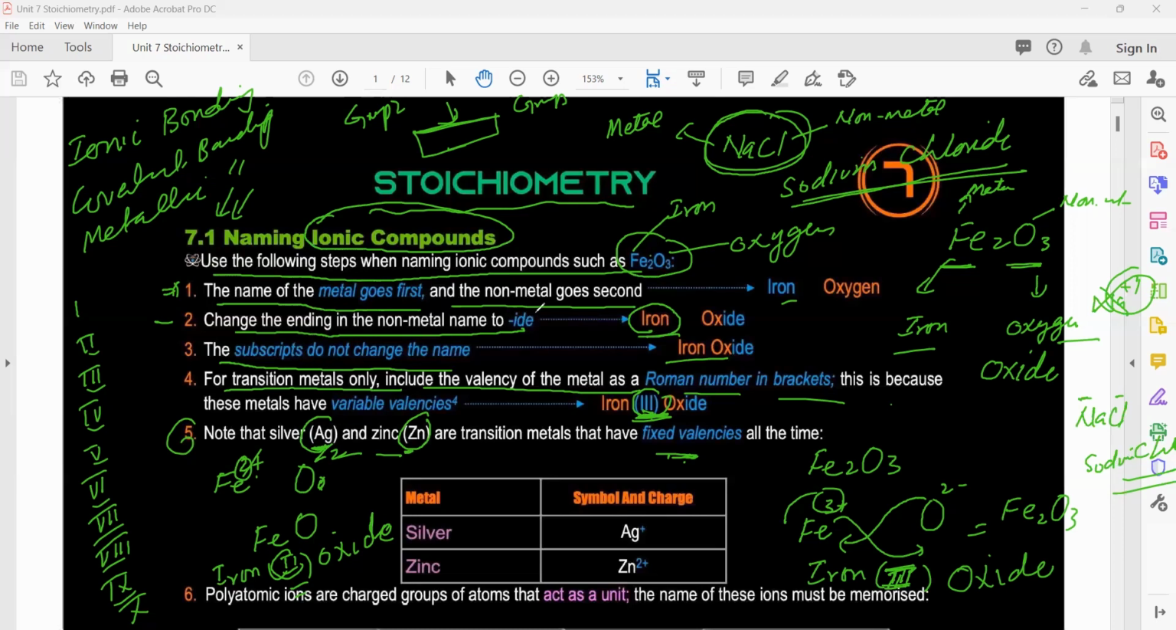Number 2, the ending is IDE, and then transition metals have this one. This is talking about how to name an ionic compound, and they have given the metals here. For example, silver is Ag plus 1 and zinc is plus 2. So this is the symbol and the charge on them. Is there any problem till here? Please confirm. Okay.